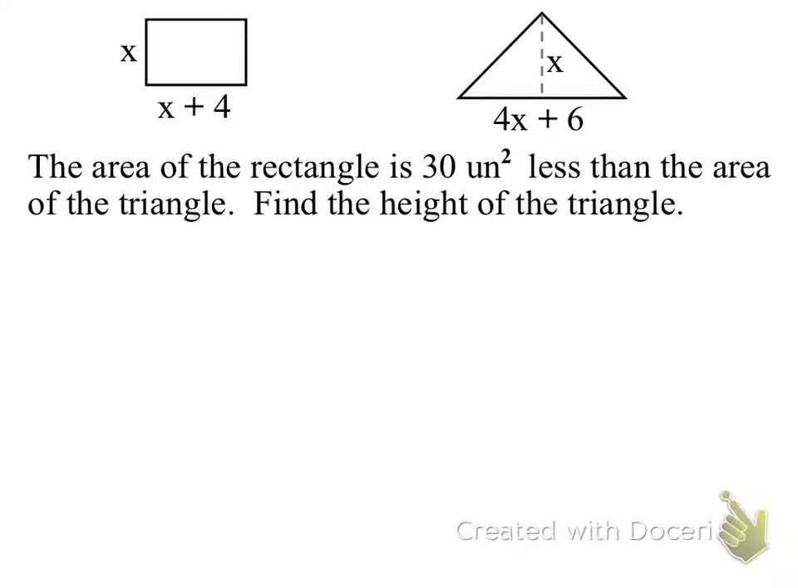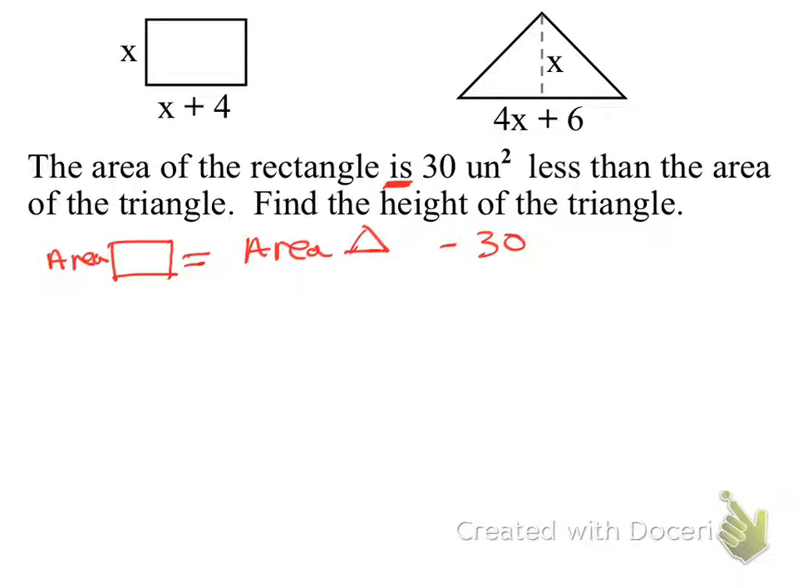The area of a rectangle is 30 units less than the area of a triangle. So I'm going to draw what they're talking about. The area of a rectangle means what? 30 less than means minus 30. I have to move the term over, subtract it from something. Area of the triangle.